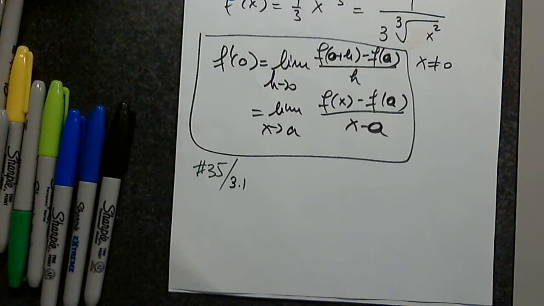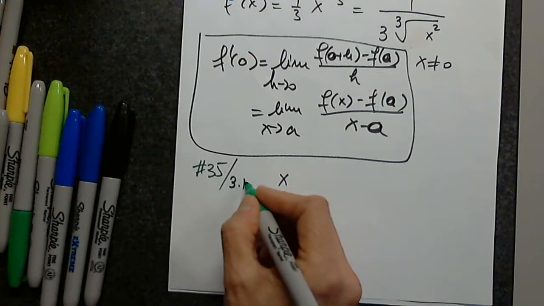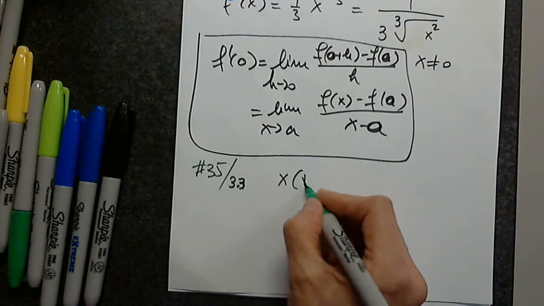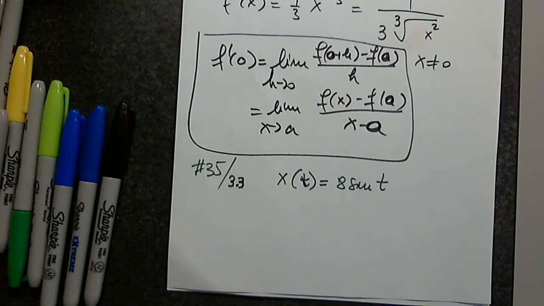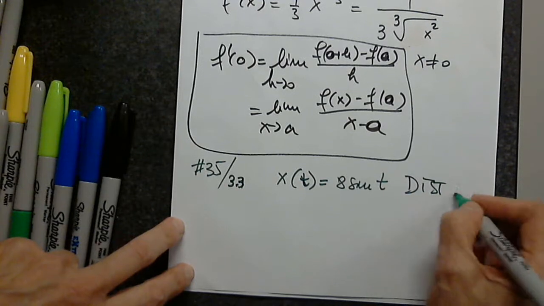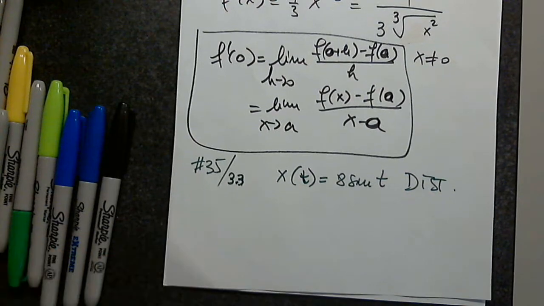Okay. So the mass on a spring vibrates horizontally on a smooth level. Its equation of motion is x of t is 8 sine t, where t is in seconds and x in centimeters. Find the velocity and acceleration. So this is the distance formula.